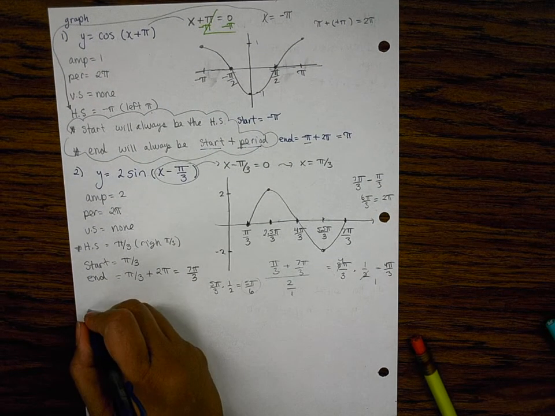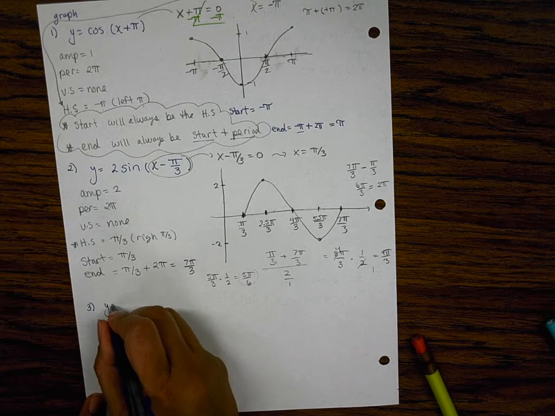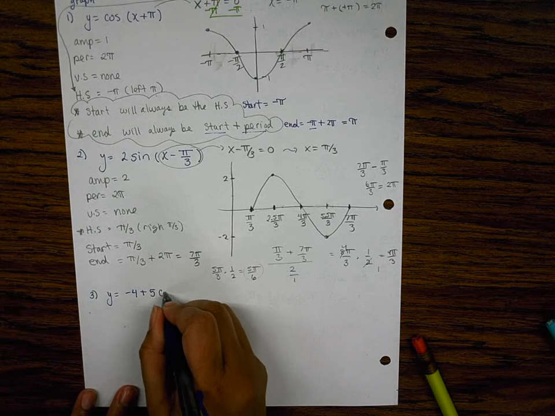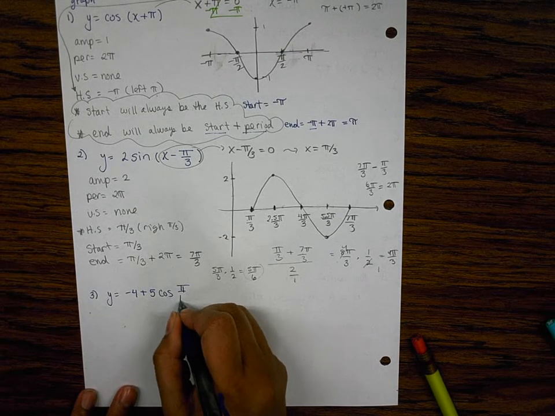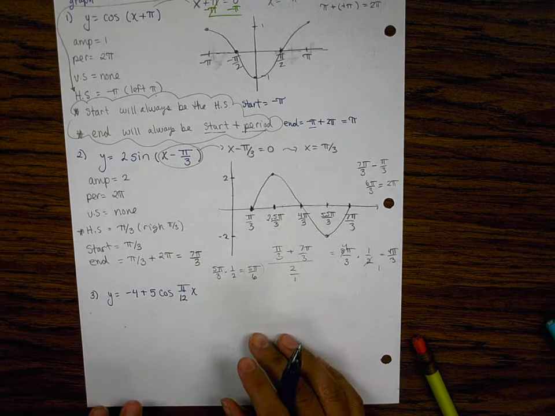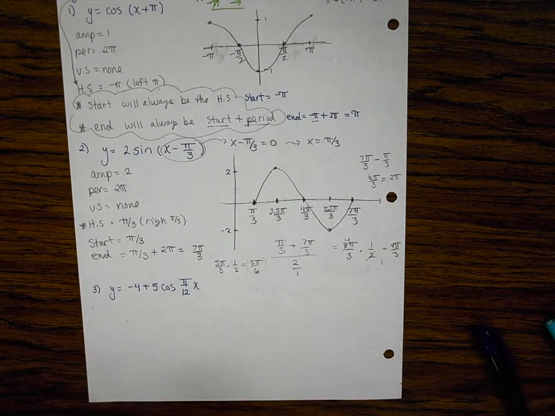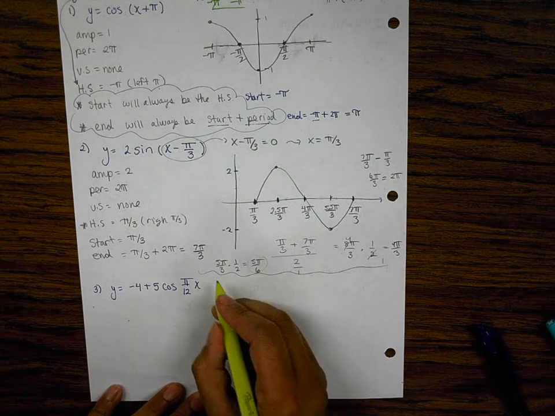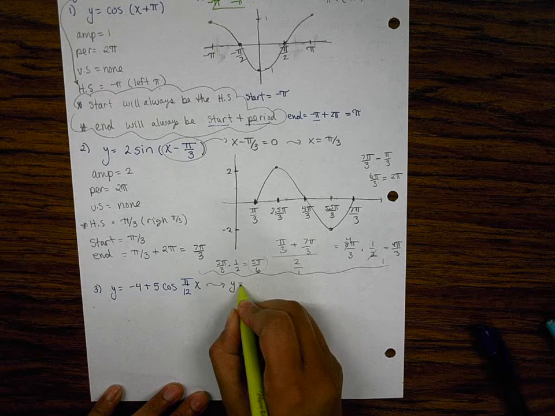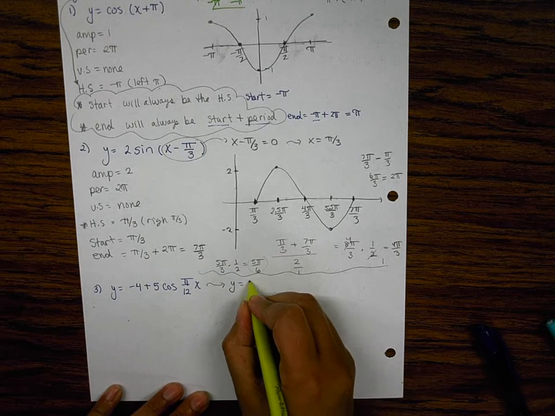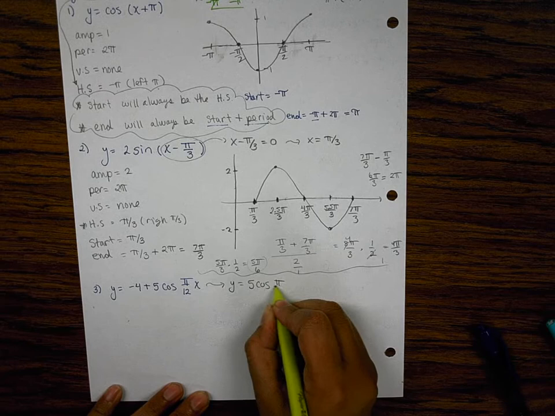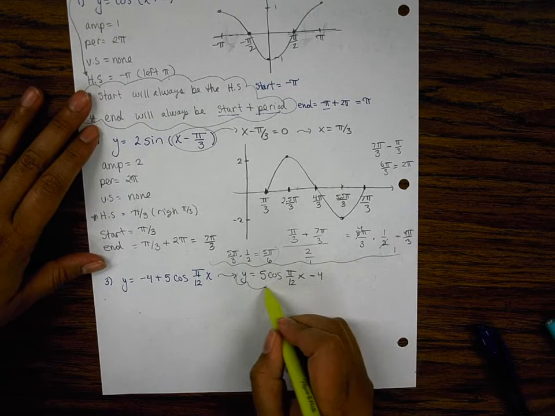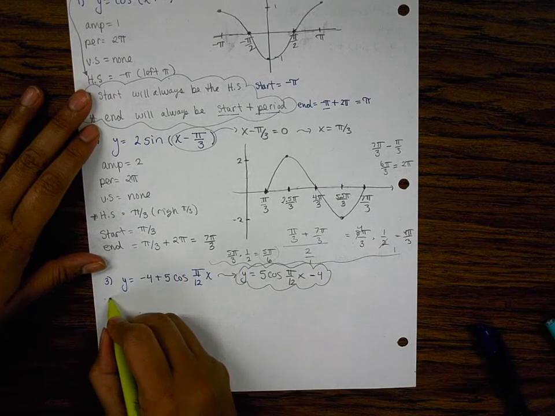Okay, number 3, y equals -4 plus 5 cosine pi over 12 x. So remember what I had stated earlier about at least rethinking it. I'm just going to rewrite it. The cosine piece first, 5 cosine pi over 12x, and then minus the 4. And this here is what I'm going to graph.